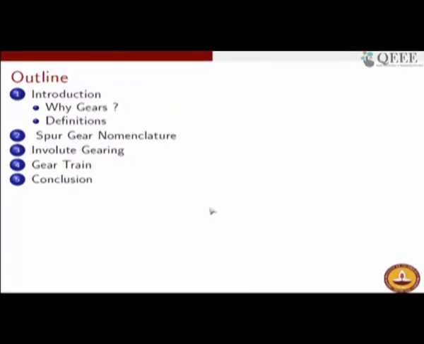We will then dissect out different parts of the gears. We will introduce the terms and terminologies associated with spur gears. The spur gear nomenclature would be elaborated hopefully by the end of the day today. Next day, in the next session, we are going to talk about involute gearing in particular, and hopefully we will have time left in the final session to talk about gear trains.